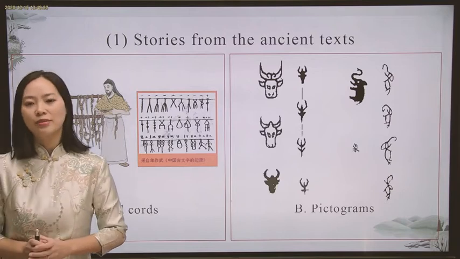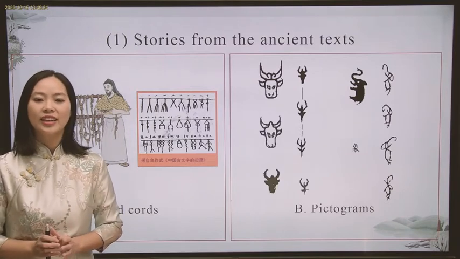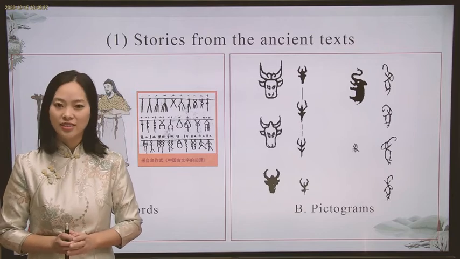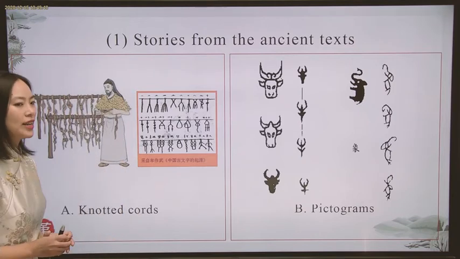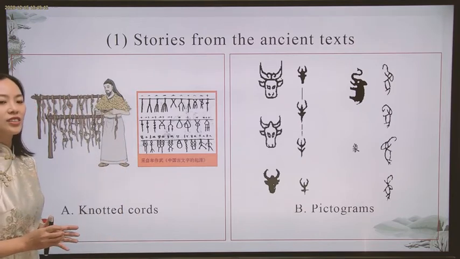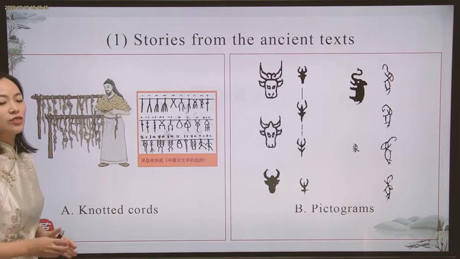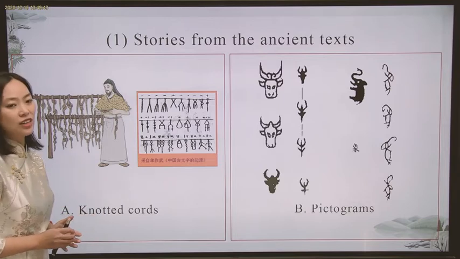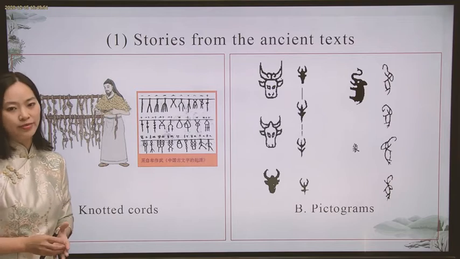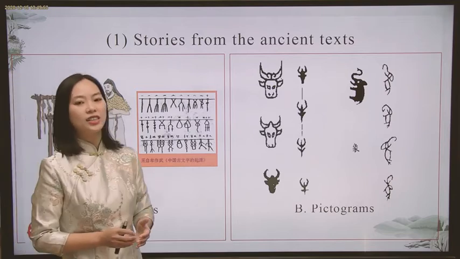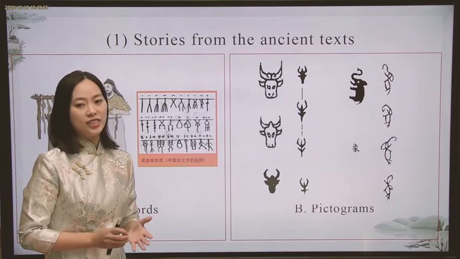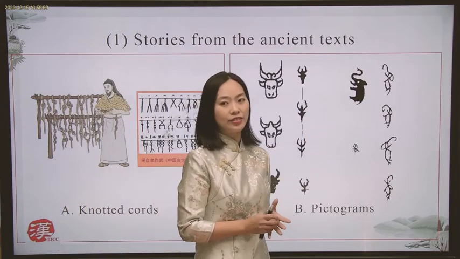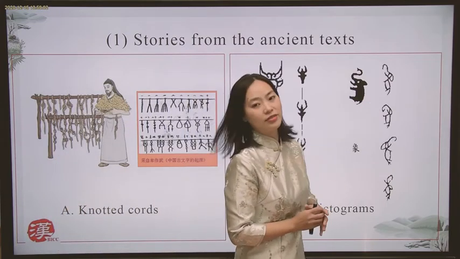Since ancient times, China has had many legends and conjectures about the origin of Hanzi. Some believe that Hanzi originated from knotted cords, which were used as a kind of record keeping. And others believe that Hanzi originated from pictograms, like this is a picture of an elephant, and this is a character. They are very similar.